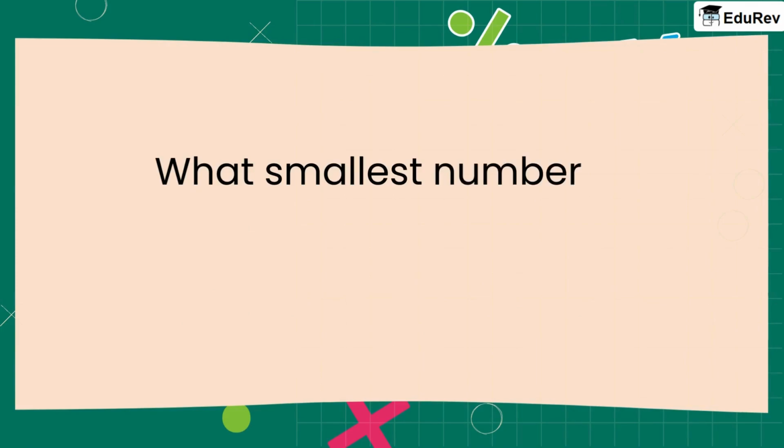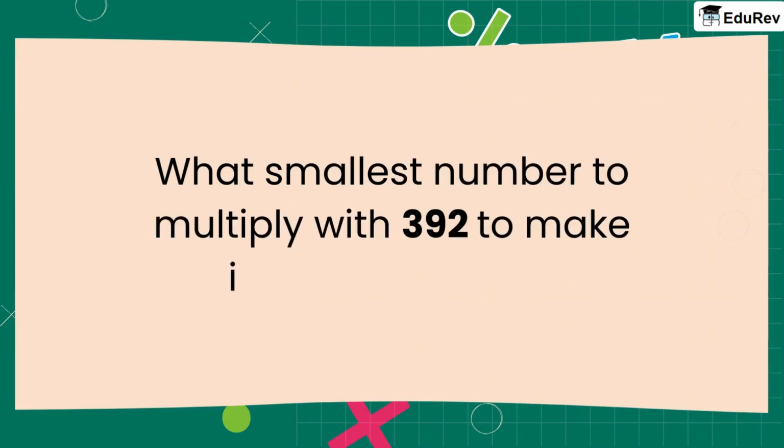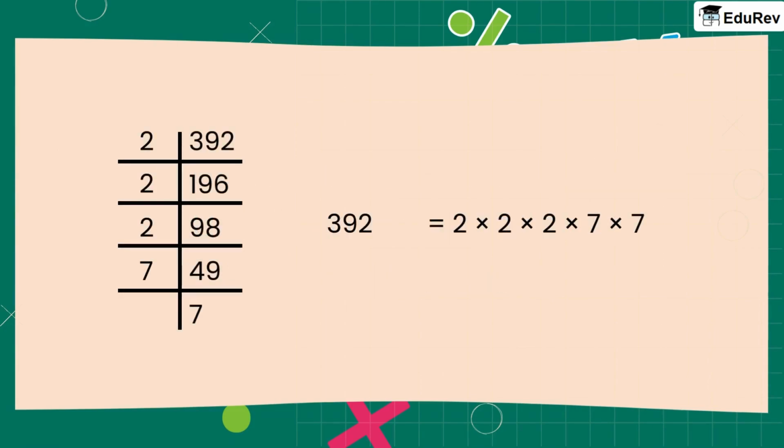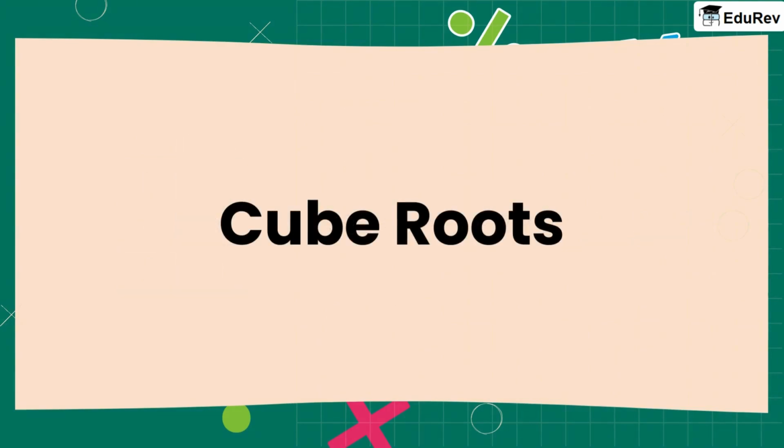Now, we have a question. What is the smallest number to multiply with 392 to make it a perfect cube? Can you think of any number? Yes. It is 7. We need to multiply 7 into 392 to make it a perfect cube. How did we see it? Because 7 was the number which did not pass the criteria, and it was 2 in number, rather than being in multiples of 3. So, the minimum number we can multiply in 392 to make it a perfect cube is 7.